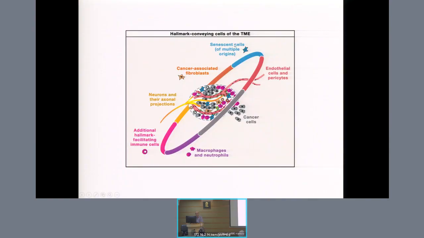These are the hallmark conveying cells in the tumor microenvironment. These include cancer cells, cancer-associated fibroblasts, neuronal cells, immune cells, macrophages, neutrophils, and senescent cells. Senescent cells are those cells which are incapable of cell division, but they do release signals to influence surrounding cells.